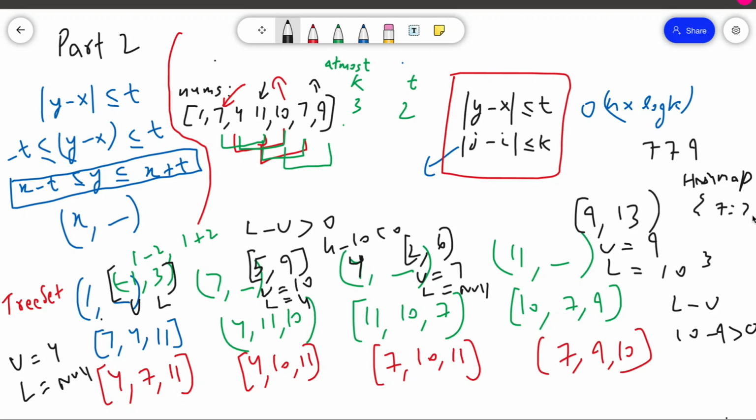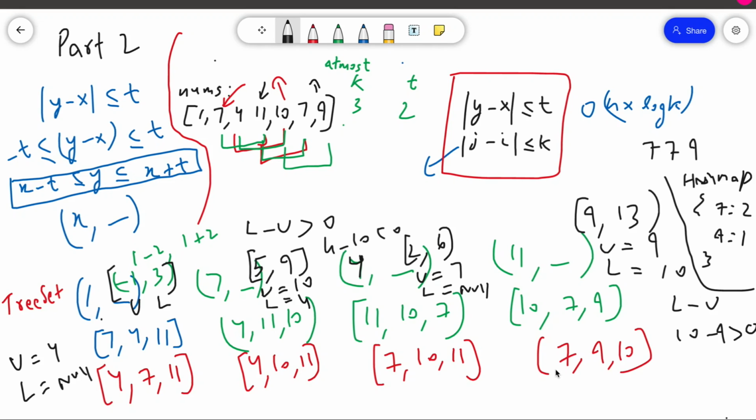Okay, so 7 is 2, 9 is 1. Whenever we are inserting and deleting in our tree set data structure, we will also update our hash map data structure. If the value of a key becomes 0, then we will delete that from our hash map and also from our tree set. Otherwise, we will not delete from our tree set data structure.